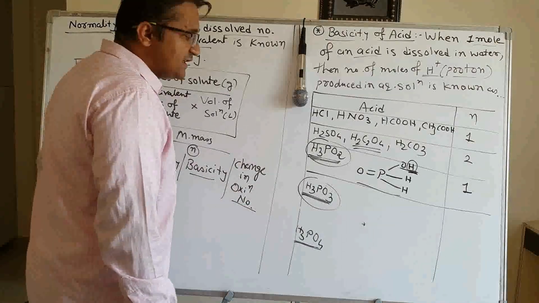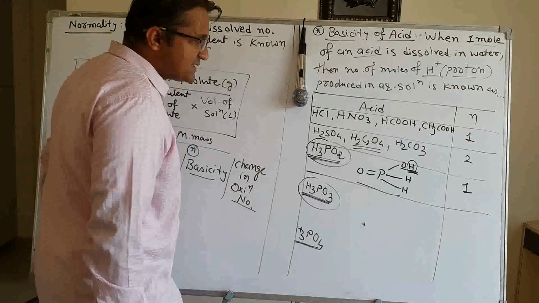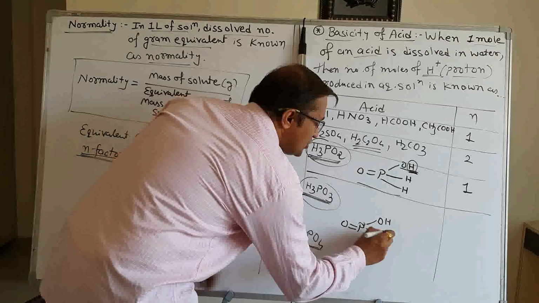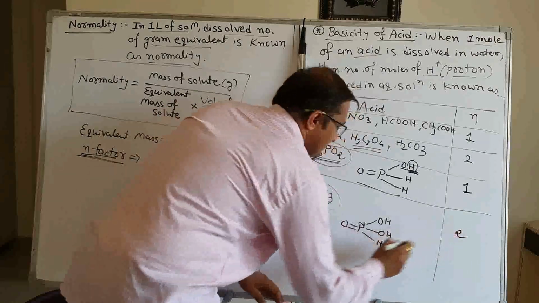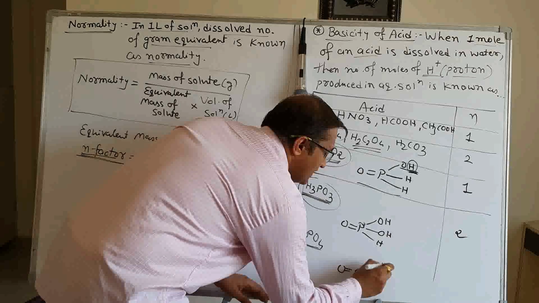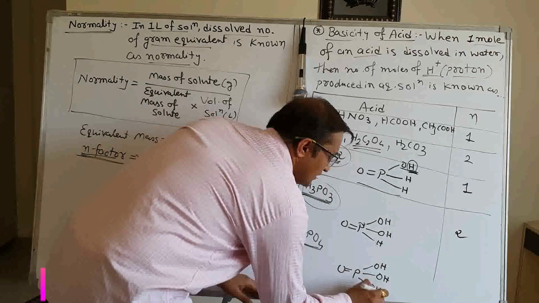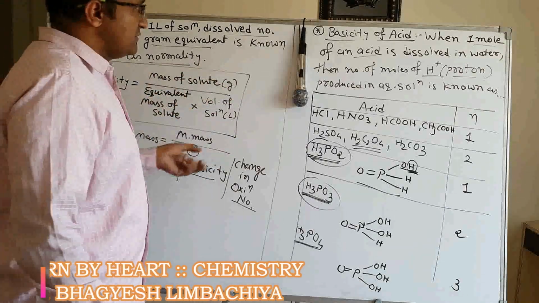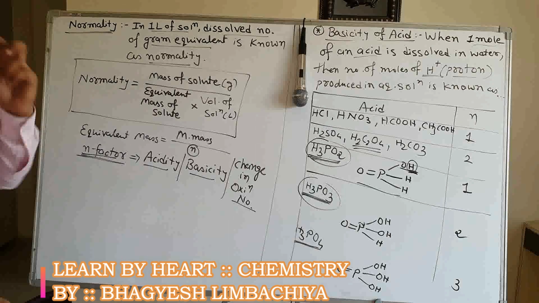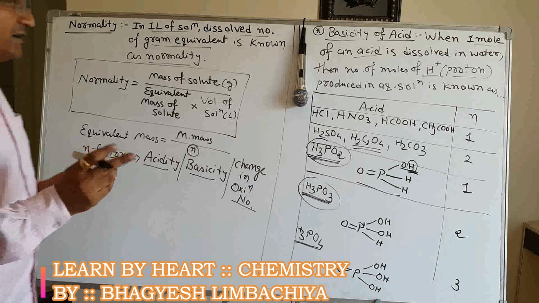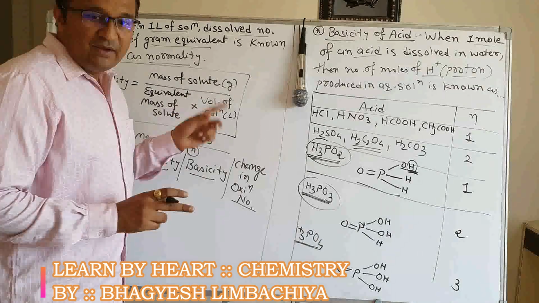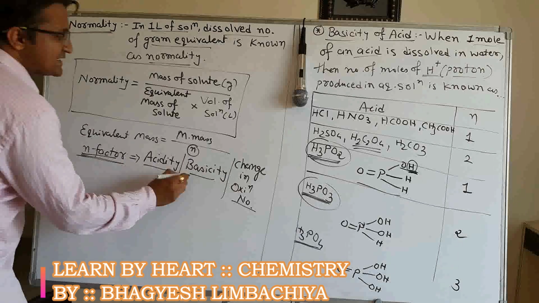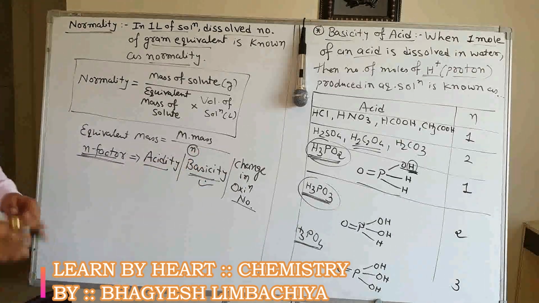Next is H3PO3. So in this H3PO3 there will be 2 OH, and in H3PO4 there will be 3 OH. See again, all the topics are from 11th standard. Okay, to study the 12th standard topics, this will be most important. Next, so only one is completed, that is basicity of an acid.